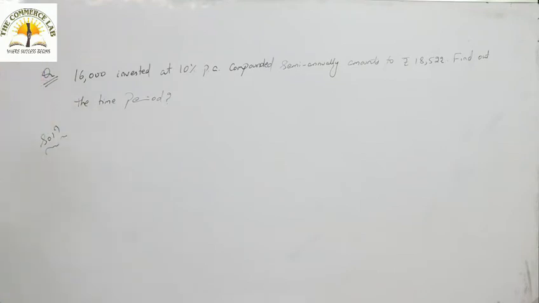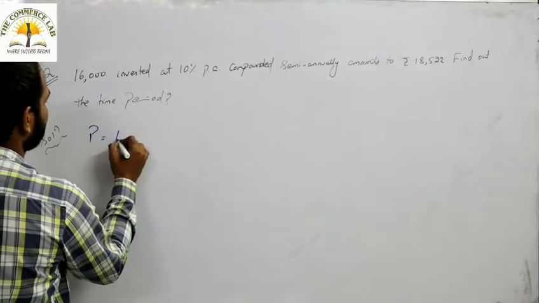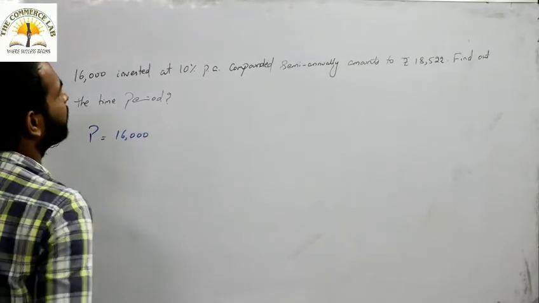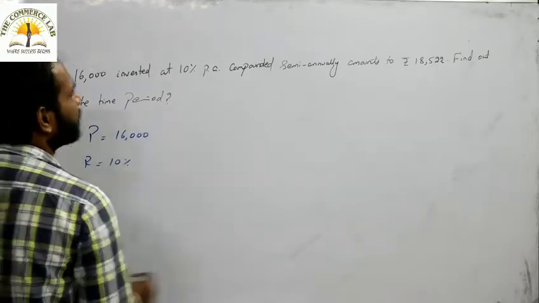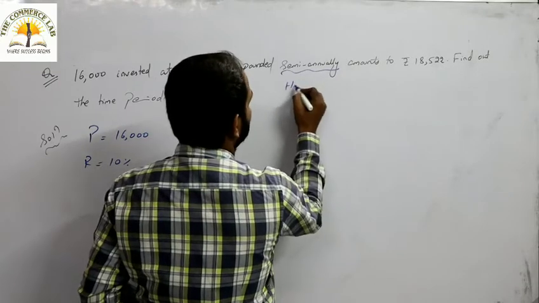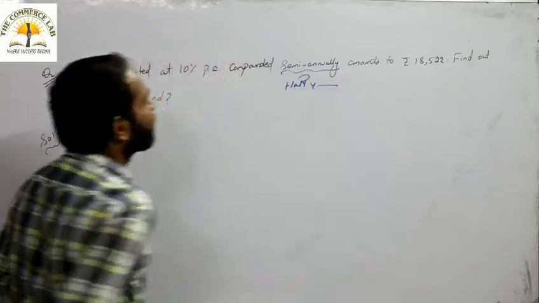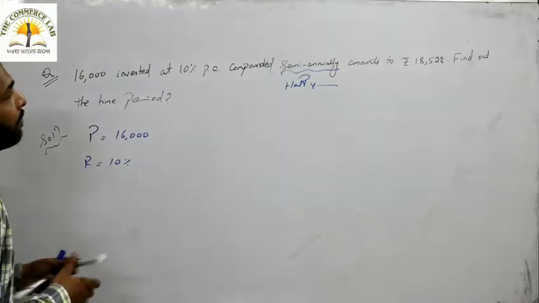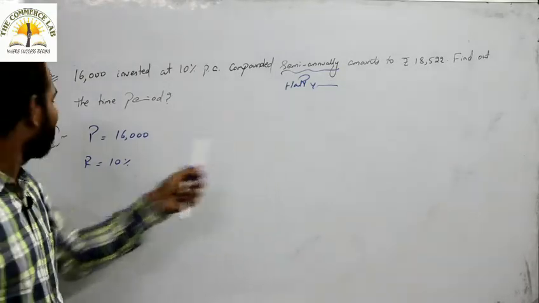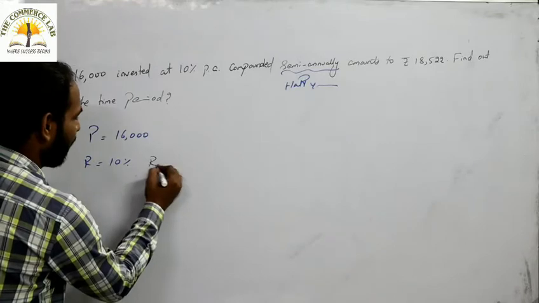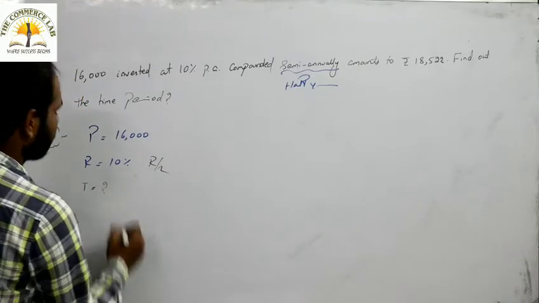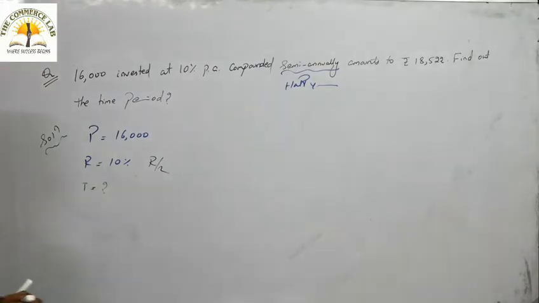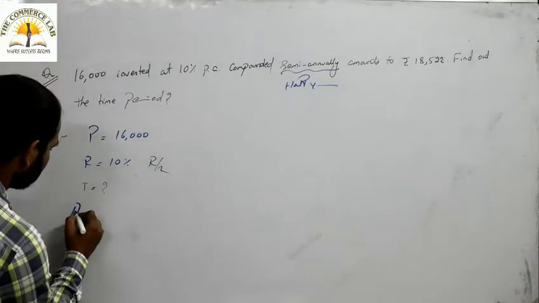So 16,000 invested, that means this one is your principal. So P equal to 16,000. Rate of interest is your 10%. Compounded semi-annually means, what do you mean by semi-annually? Semi-annual means half yearly. Okay. So if the interest is calculated on a half yearly basis, then the rate of interest becomes R by 2 and time period becomes 2T. We have to find out the time period. So it becomes 2T.